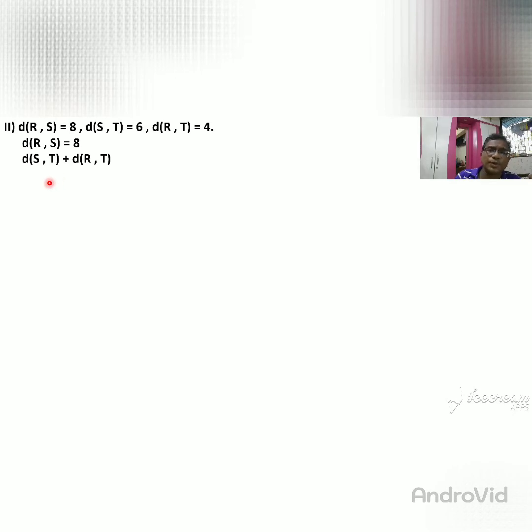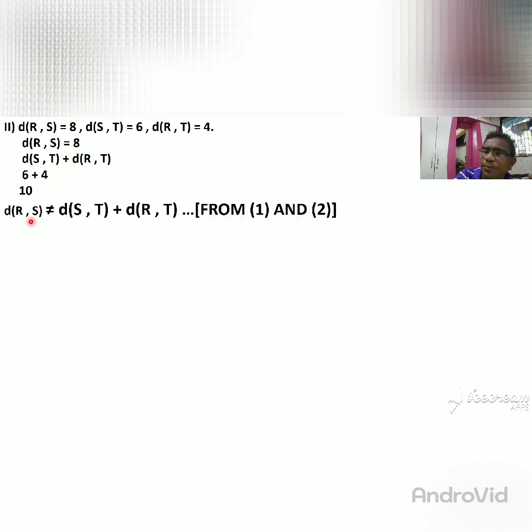So we substitute the values. Distance S comma T is 6, distance R comma T is 4. So 6 plus 4 is equal to what? You get 10. So is 10 equal to 8? Is it possible that 10 is equal to 8? See, this is the 10. Is it possible that 10 is equal to 8? No. So there is no betweenness.